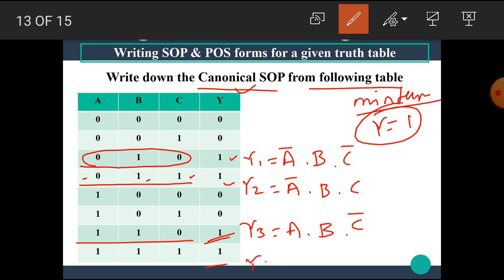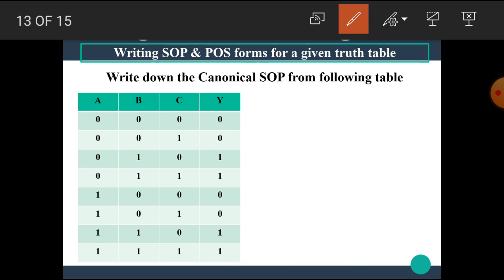Similarly, we can write y4 for this combination such that a is equal to 1, that means we write here a. B is equal to 1, that means we write here b. C is equal to 1, that means we write here c. We get the min terms as y1, y2, y3, y4 such that a bar b c bar, a bar b c, a b c bar, a b c. Okay, we can write the canonical SOP equation such that a bar b c bar plus a bar b c plus a b c bar plus a b c. Okay, I hope you all understand how to write min terms.